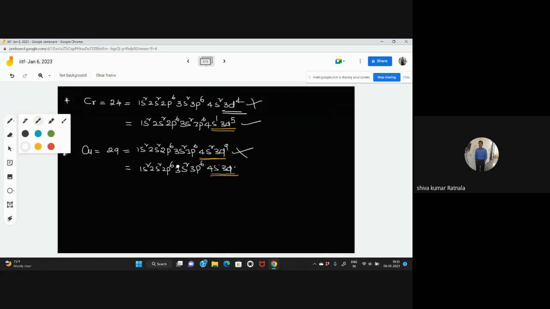So why are we writing like this? What is the reason? This is known as exceptional electronic configuration. So what is the reason for exceptional electronic configuration?